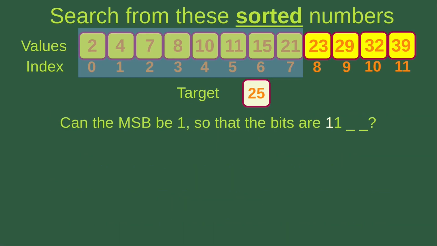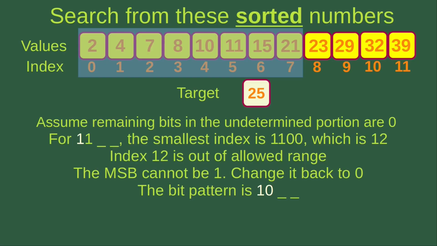Now that we have already determined the first bit, how about the second bit? Can the second bit, which is now the most significant bit of the undetermined portion, be 1, so that I have 2 1s at the beginning? We have to do the step again. Assume that the remaining bits in the undetermined portion are all zeros.